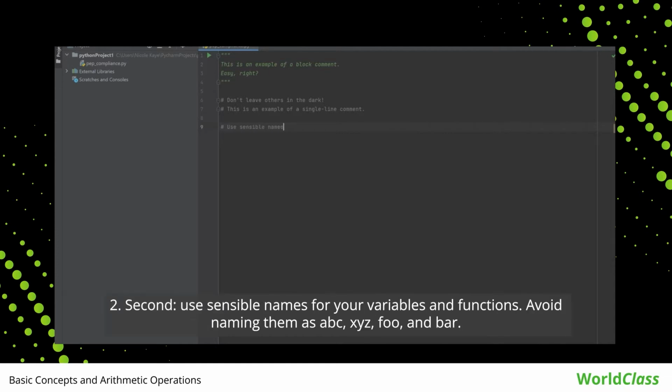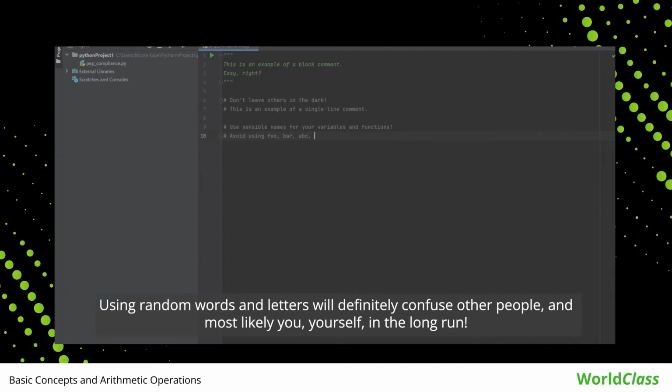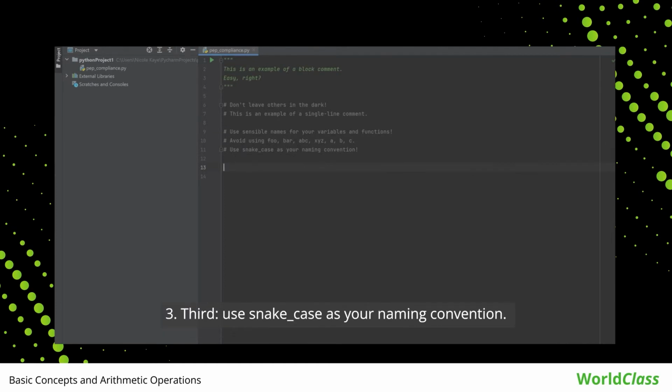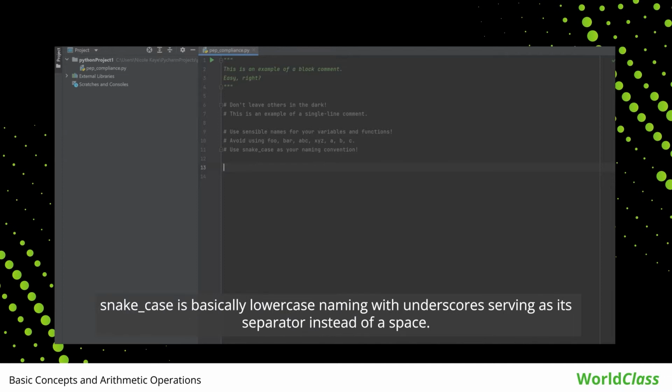Second, use sensible names for your variables and functions. Avoid naming them as ABC, XYZ, FOO, and BAR. Using random words and letters will definitely confuse other people, and most likely you, yourself, in the long run. Third, use snake underscore case as your naming convention. Snake underscore case is basically lowercase naming with underscore serving as its separator instead of a space.